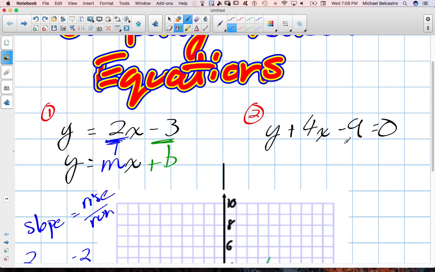The second question is a bit harder. First of all, we're not in this y equals mx plus b form, so we need to do that. In order to do that, we want to isolate for y, which means we want to move all the other terms to the other side of the equation.